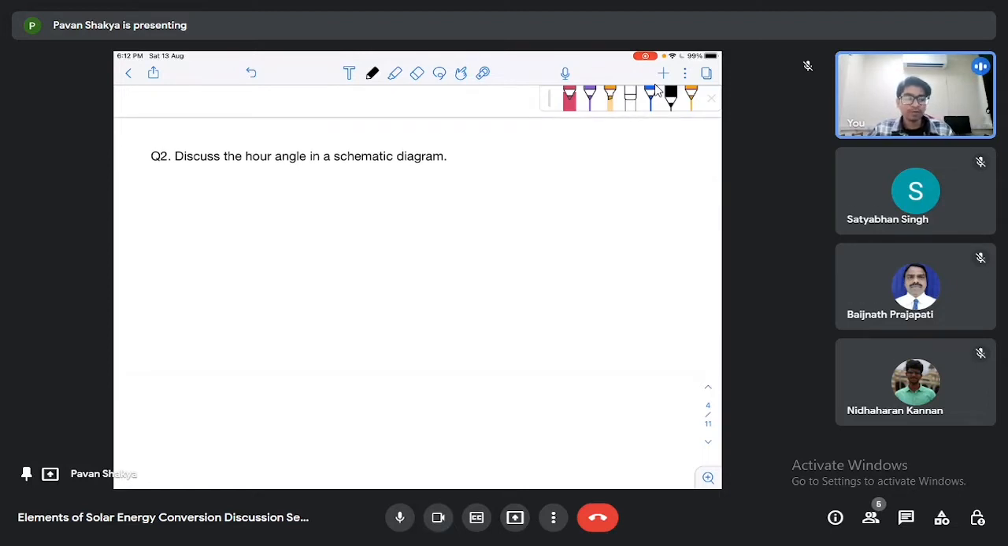So the second problem is to discuss the hour angle in a schematic diagram. First we have to understand what the hour angle is and why we need it. The hour angle just tells about the angular displacement of the sun, east or west of the local meridian, due to the rotation of the earth. Let me write this.